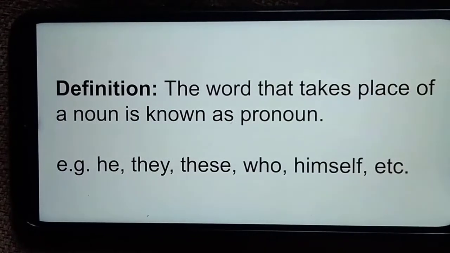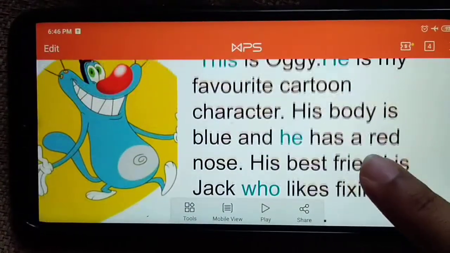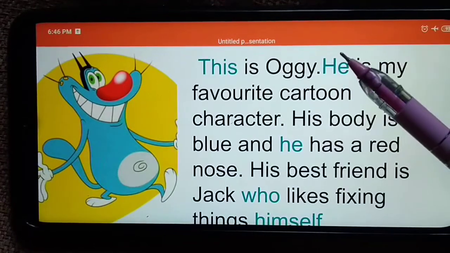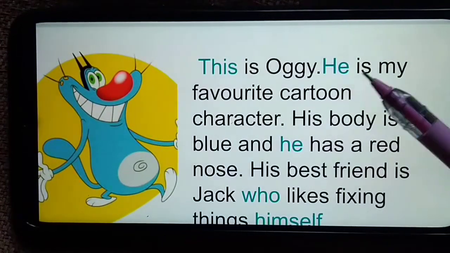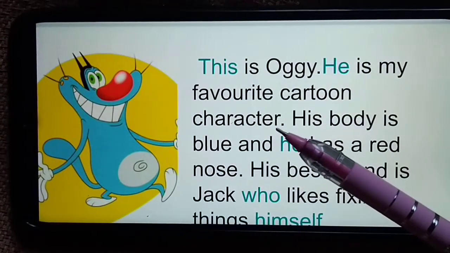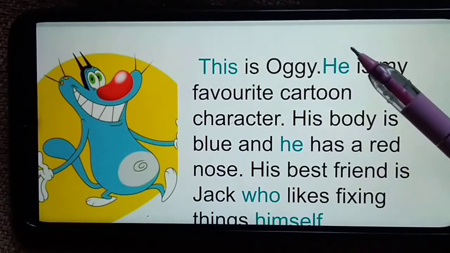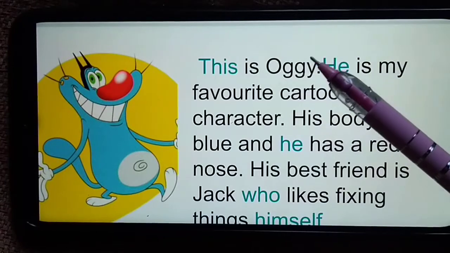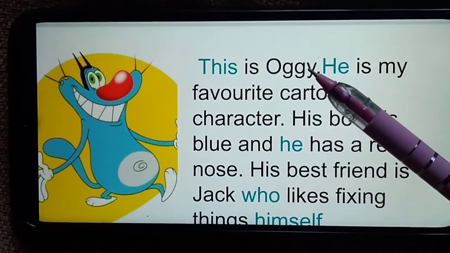So what is a pronoun? A pronoun is a word that takes place of a noun. For example, he, they, these, who, himself, etc. Now you can see in this one the word he. I could write Ogi is my favorite cartoon character, but I replaced the word Ogi with this word he. The word he is referring to Ogi itself.